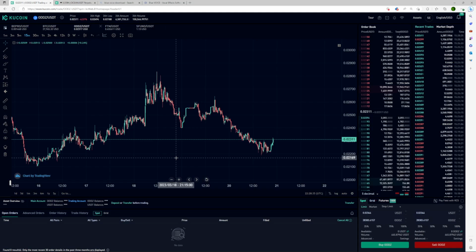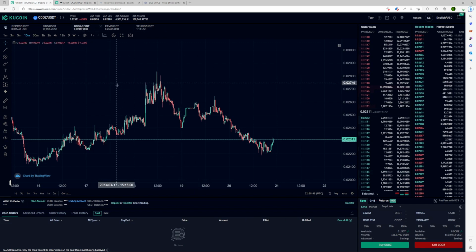Welcome to another video. Today we're going to be looking at the order book and how to read it. First, we're going to take a look at some small caps. This one here is ODDZ USDT. Now, as you can see here, the price is starting to move up. So what happens in the order book when the price starts rising?